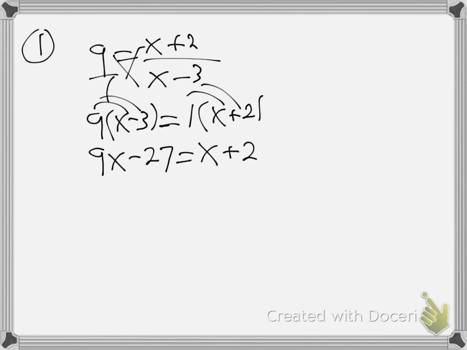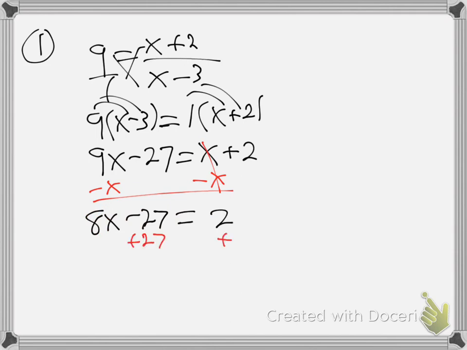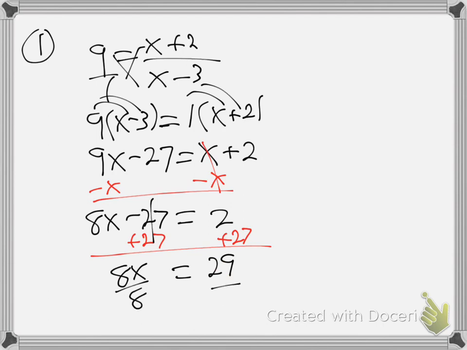You got to get rid of one of them. So subtract x from both sides. So this is 8x minus 27 is 2. And then add the 27 to both sides. So 8x equals 29. And then last step, divide by 8: x equals 29/8.